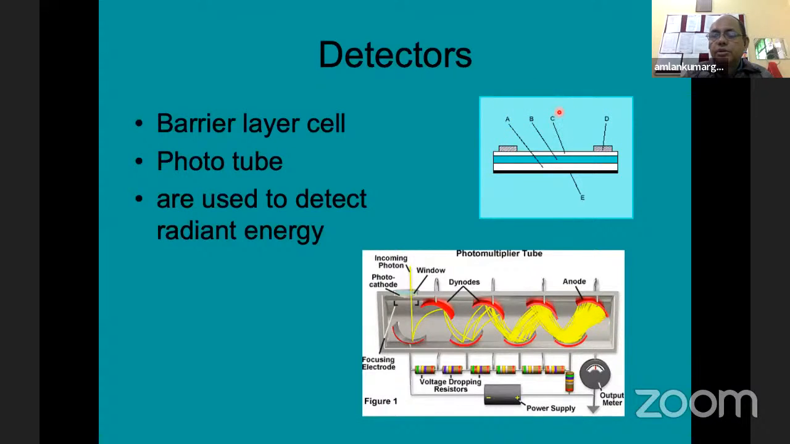If you put a galvanometer in between, there will be deflection in the galvanometer. So as and when one photon passes and hits this place, one electron will move into the circuit. If two photons pass, two electrons will move. Three photons pass, three electrons will move. So the galvanometer will be deflected more and more. This is the basis of working of a barrier layer cell.